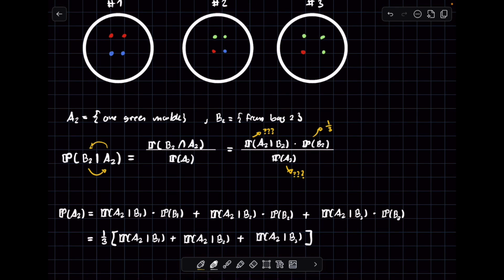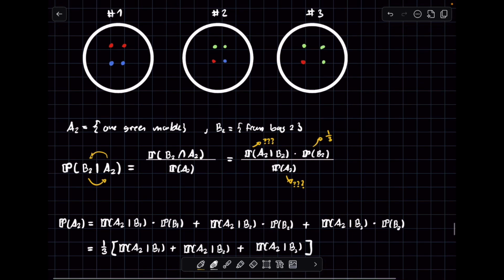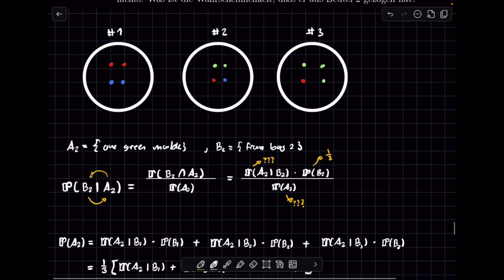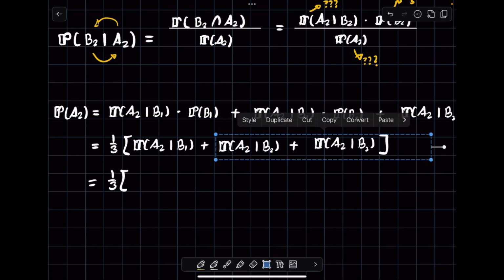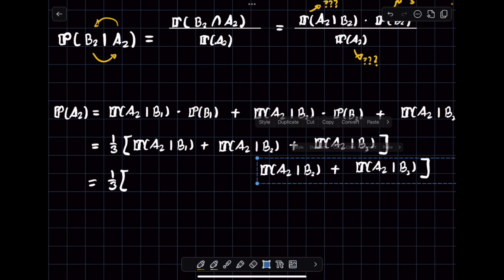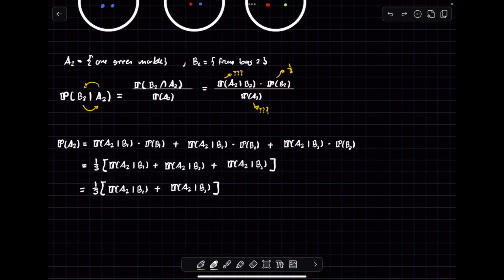So what do we do next, right? Well, the first thing is we know for a fact that the probability of us getting a green marble from bag number 1 is going to be 0, because we have no green marbles there. So we can just remove the first one. Then we only have these two cases, right? That's pretty much it.